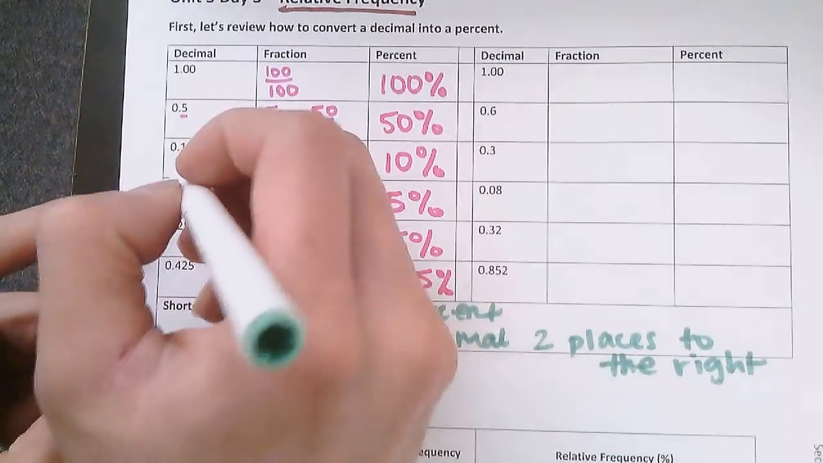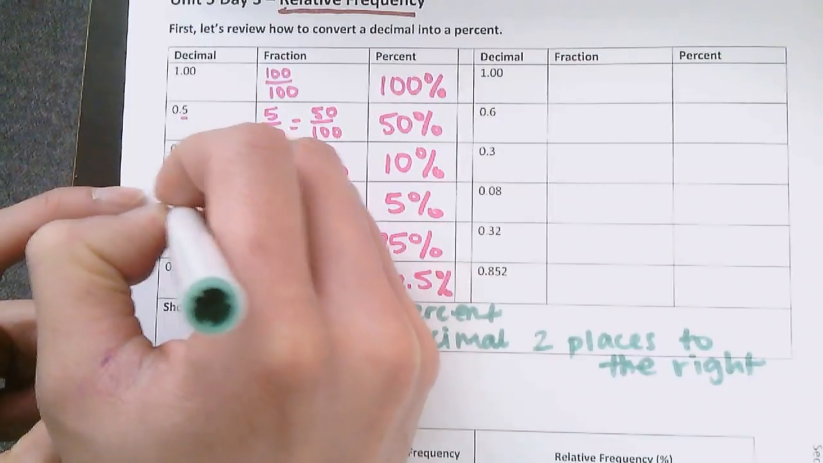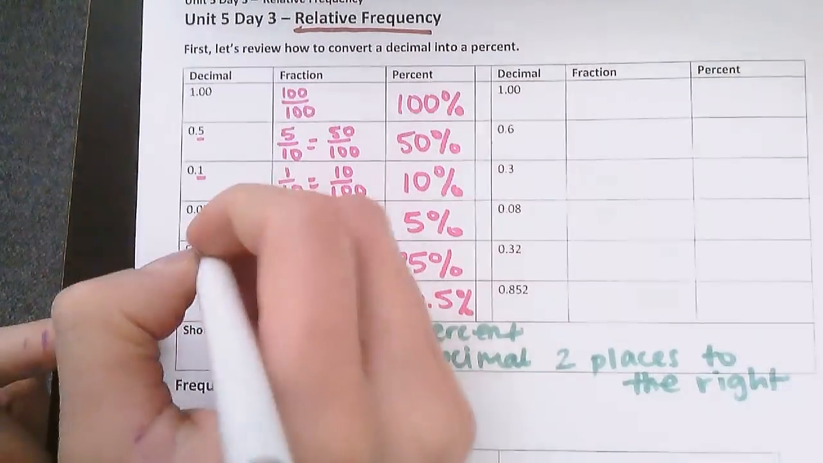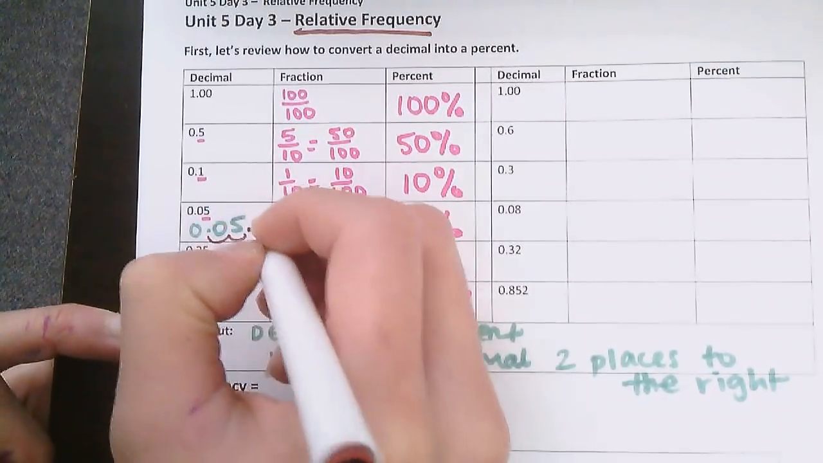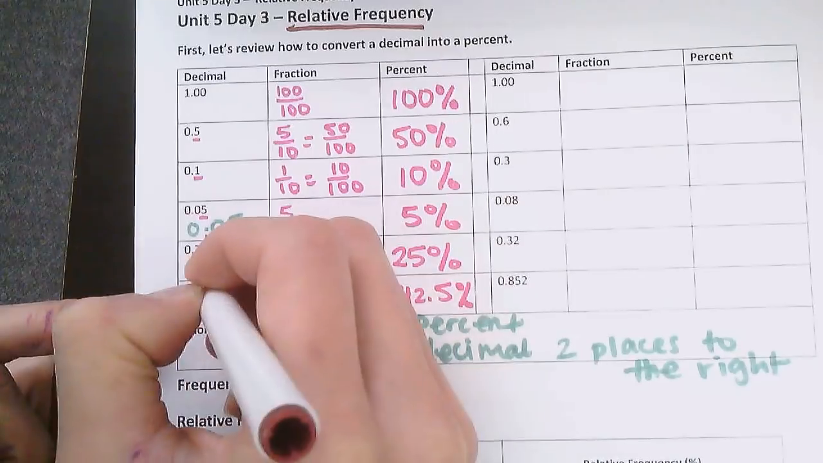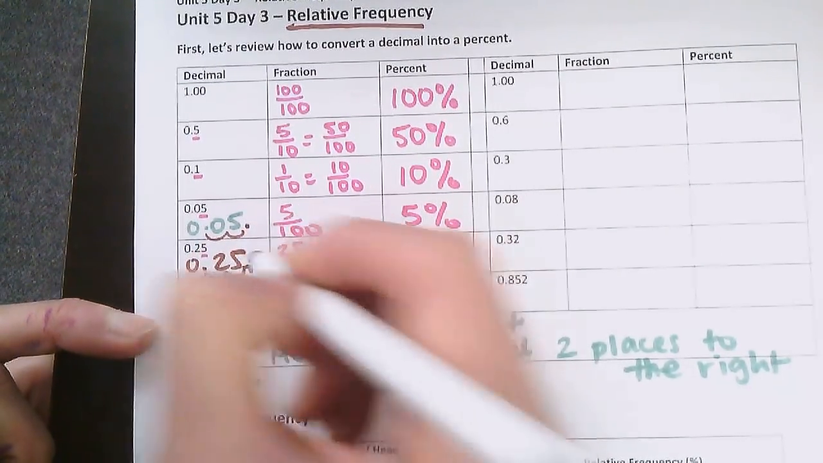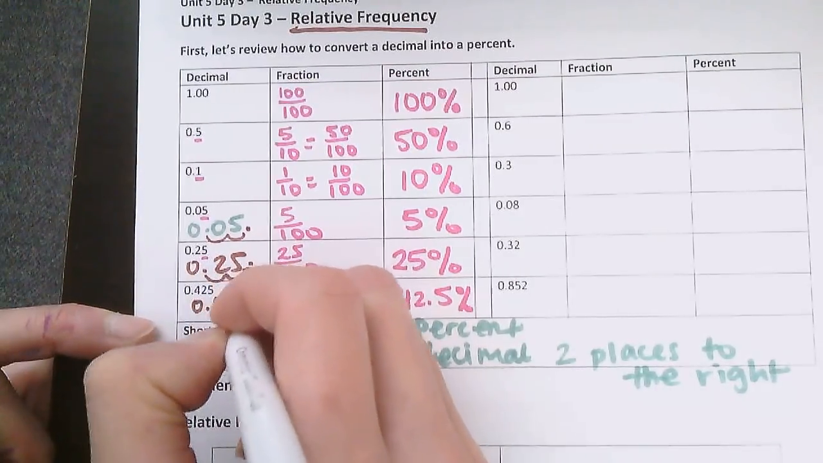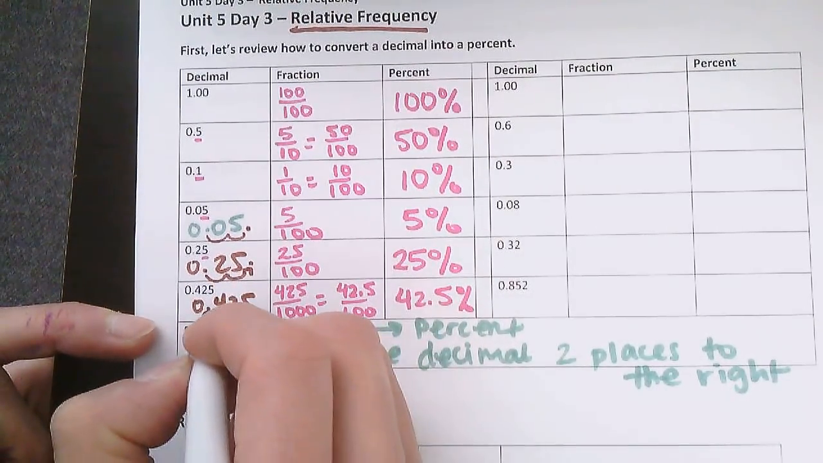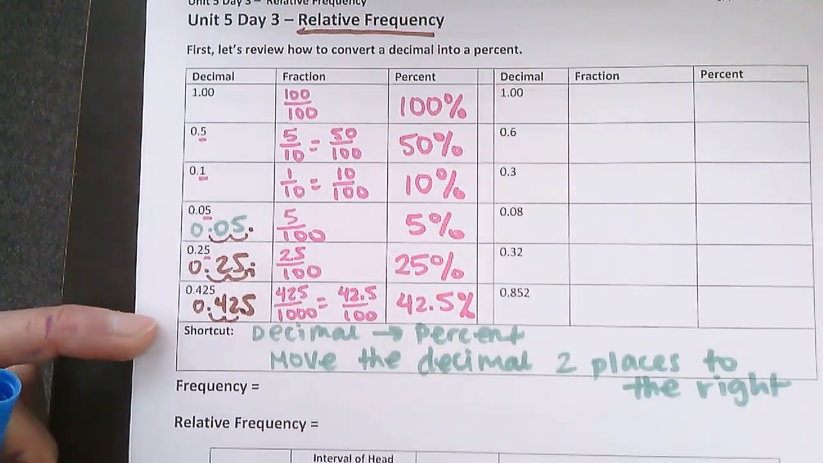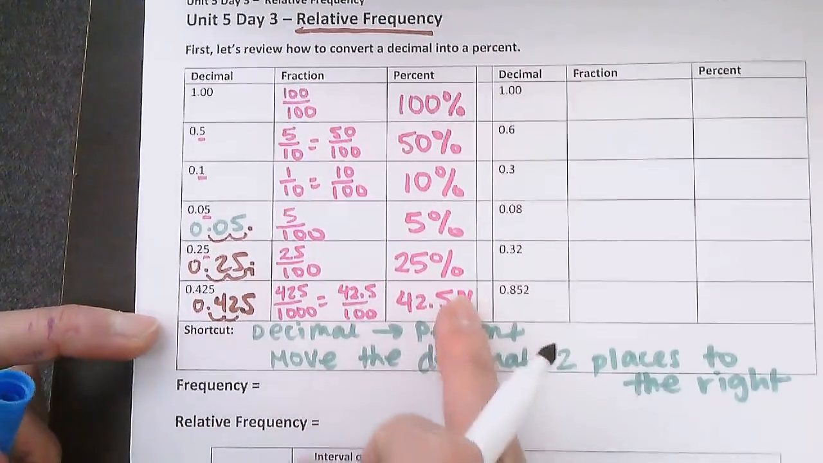For example, 0.05. It's like you're taking this decimal and moving it two spaces to the right. So that's why you got 5%. 0.25. We took this decimal, moved it two spaces to the right. It ends right here. That's why it's 25%. 0.425. We took this decimal, we moved it two spaces to the right and put it in between the 2 and the 5 right there. That's why this became 42.5%.